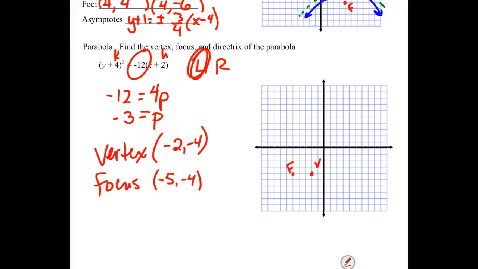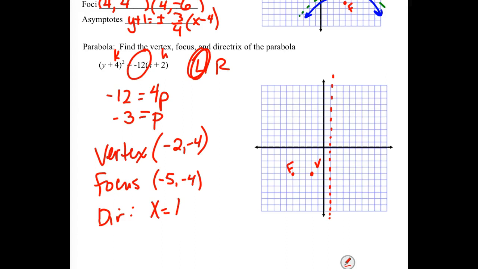Okay. And then the other piece that we always put down for a parabola was the directrix. That's your line, right? So we need to go 3 spaces to the other side of our vertex. So we would have a line here. What is the equation for that? x equals 1.